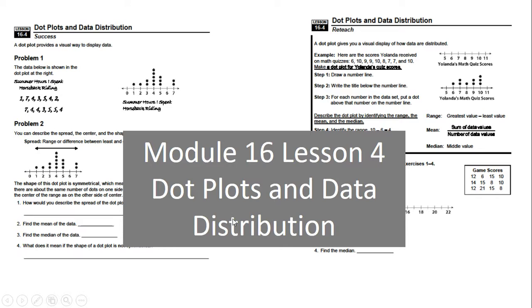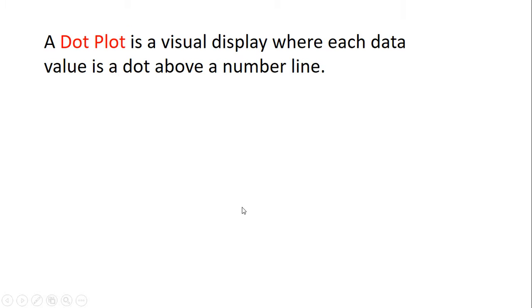Okay, it's the very next step after learning about mean, median, mode, and range. Now, what is a dot plot? A dot plot is a visual display where each data value is a dot above a number line. All right, that's just a bunch of words. Let me show you what that means, okay?